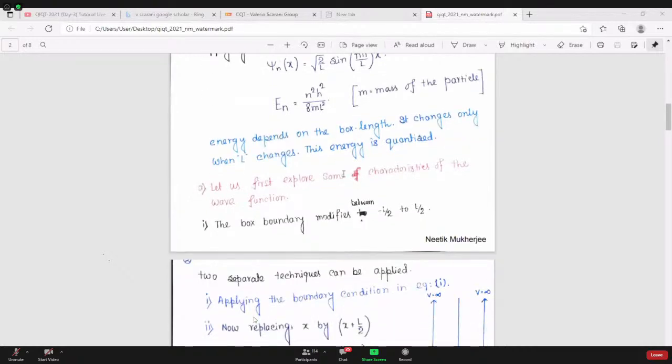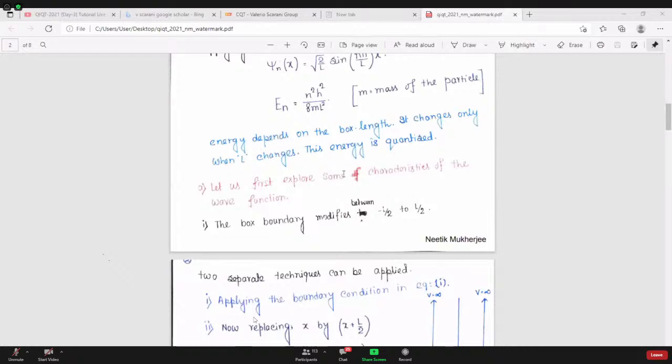In this tutorial, we have two primary objectives. First, we will try to solve the Schrodinger equation and the wave function in a different way. Suppose our boundary changes from 0 to L to minus L/2 to plus L/2, then what happens? Whether the energy changes, and if the wave function changes, how does it change?